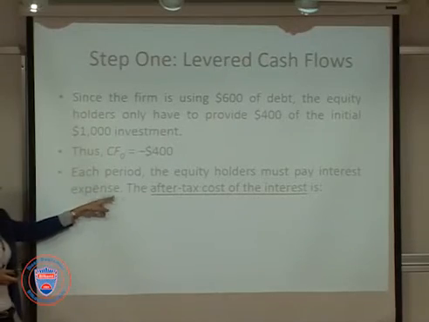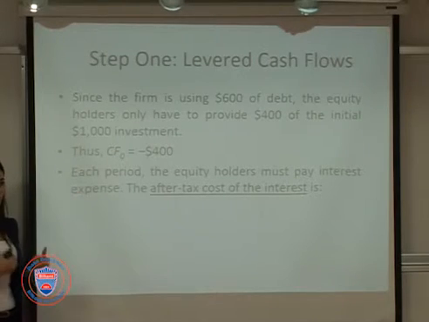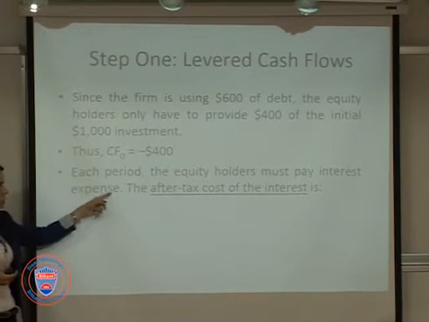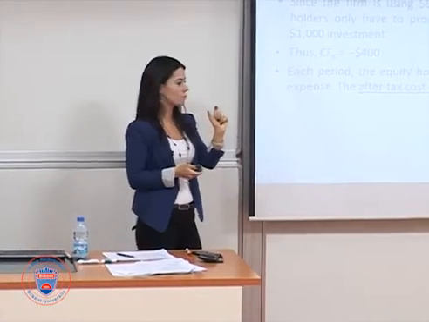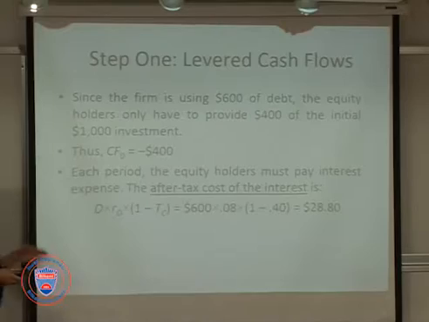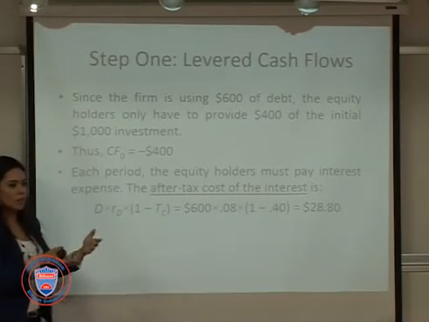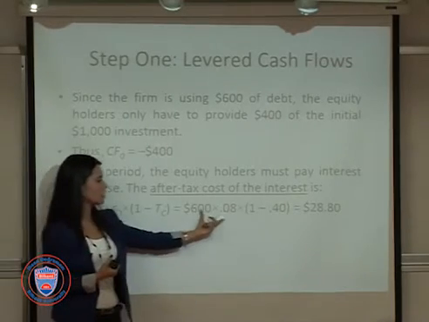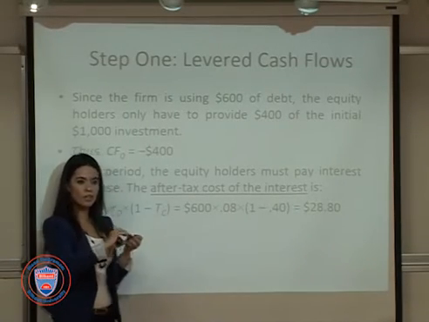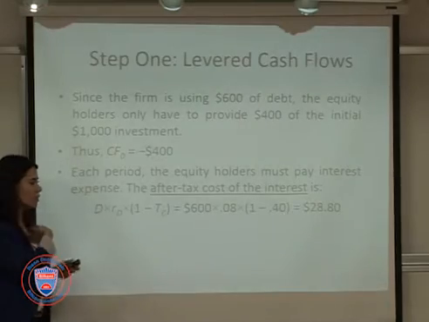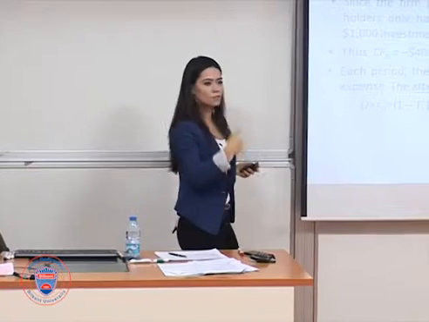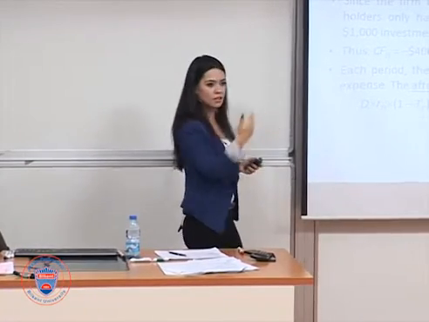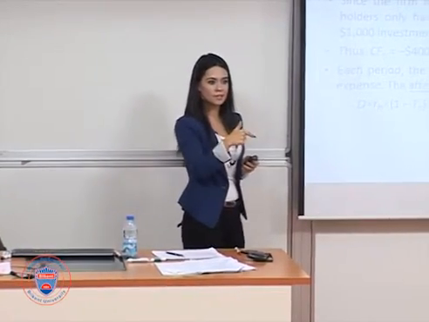Now what am I going to do? Since equity holders will have to pay interest on debt, I'm going to calculate the after-tax cost of interest each year, and I will try to find the levered cash flows, or cash flow of the equity holders. So every year, how much are equity holders paying? There's the interest payment. We are getting rid of the tax benefits. Now I'm interested in how much I need to pay as an equity holder. So equity holders will pay $28.80 each period for debt.